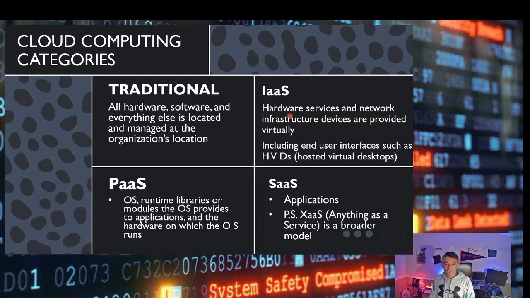So infrastructure as a service is just the hardware and the network devices. Platform as a service includes the operating system and the runtime libraries on top of the hardware and the network devices. And software as a service includes everything that platform as a service is giving you, plus the application that your company will be using.